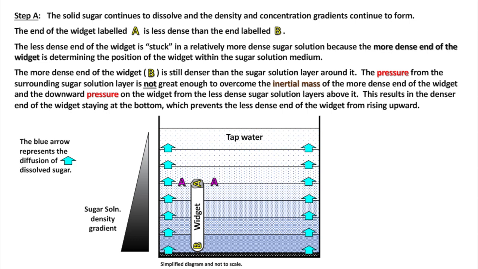The pressure from the surrounding sugar solution is not great enough to overcome the inertial mass of the more dense end of the widget and the downward pressure on the widget from the less dense sugar solution layers above it. This results in the denser end of the widget staying at the bottom, which prevents the less dense end of the widget from rising upward.